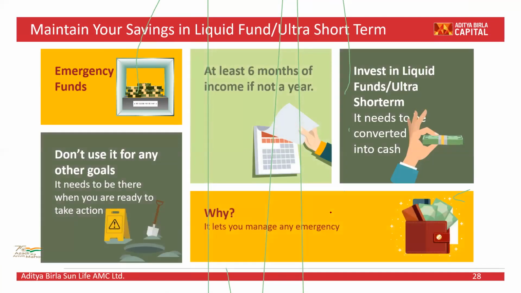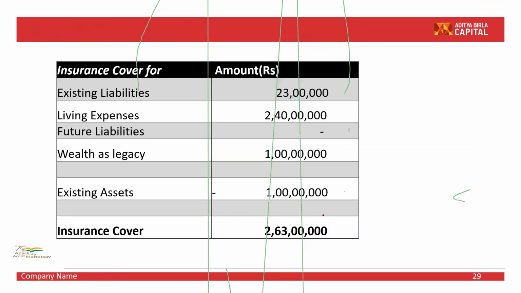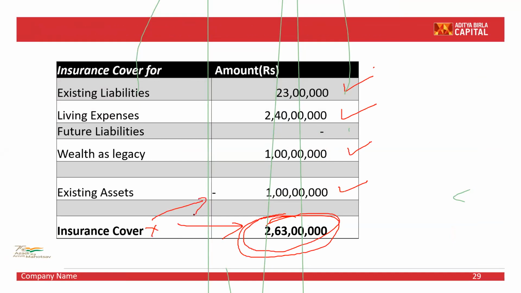Emergency funds. I will not dwell much on this. This is just an example of the insurance cover which I was talking of. Say I have regular expenses, existing liability of 23 lakhs, a home loan, 23 lakhs is pending, and my living expenses for next 20 years, say 2 crore 40 lakhs, and wealth, I want to leave some money for my child, and some asset also I want to leave behind of 1 crore, then my requirement is 2 crore 63 lakhs. I should take an insurance cover of 2 crore 63 lakhs, so that if anything goes wrong with me, 2 crore 63 lakhs is available to my family, from which they will pay off this liability.